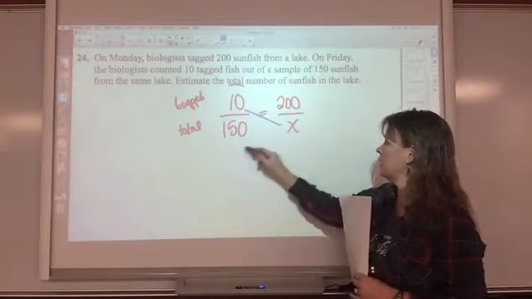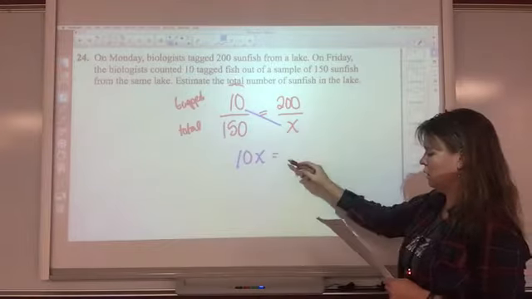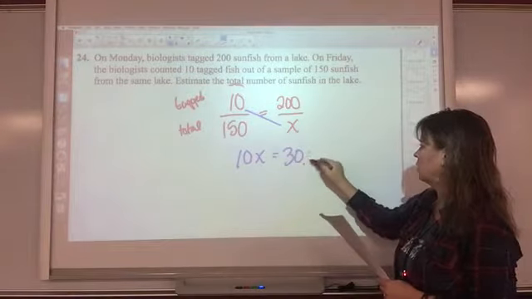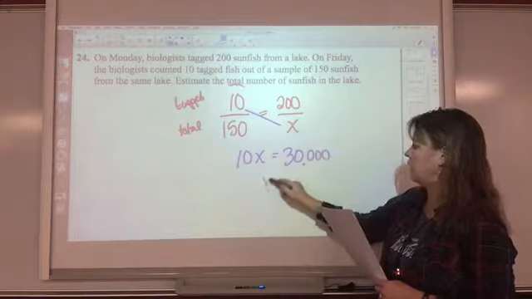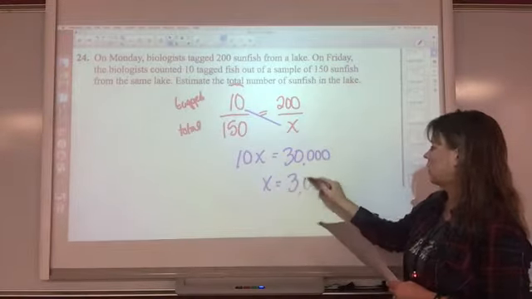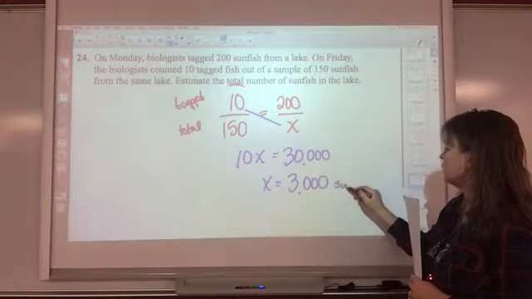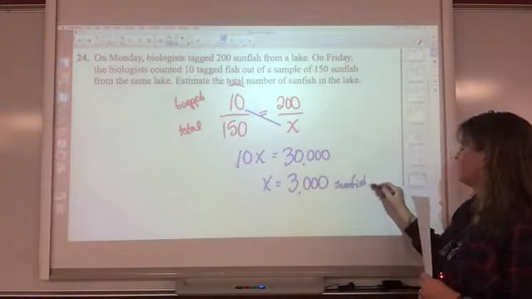Cross multiply, 10x equals 30,000. And if you divide both sides by 10, you can get a pretty good idea that there will be 3,000 sunfish in the lake.